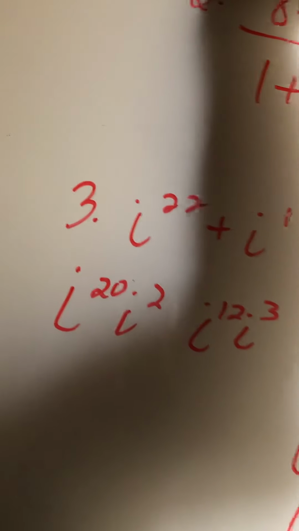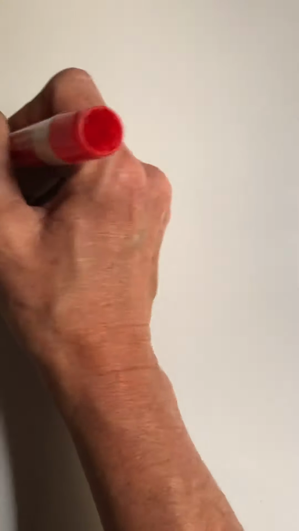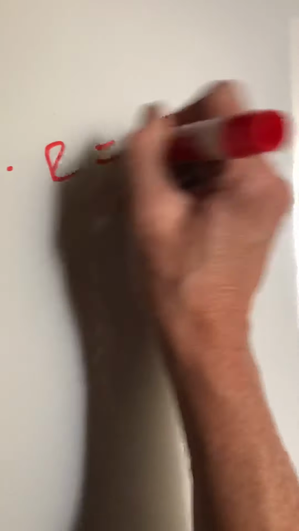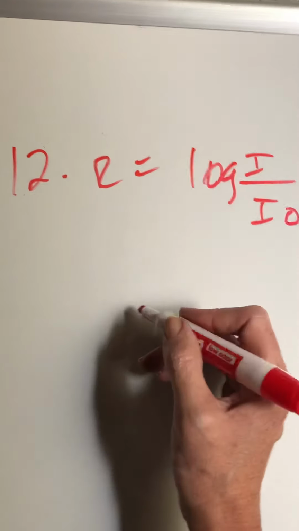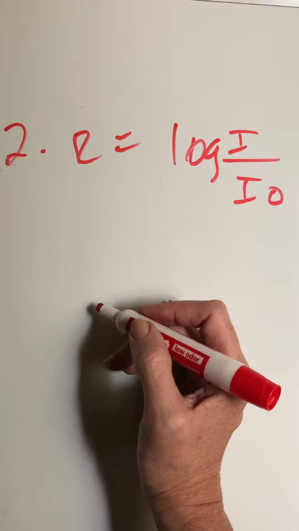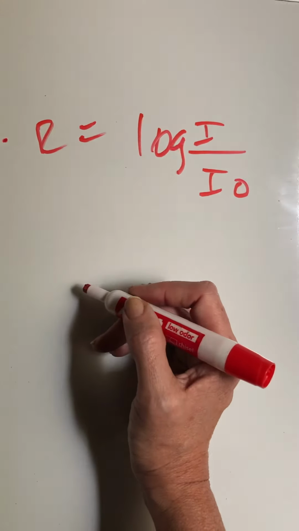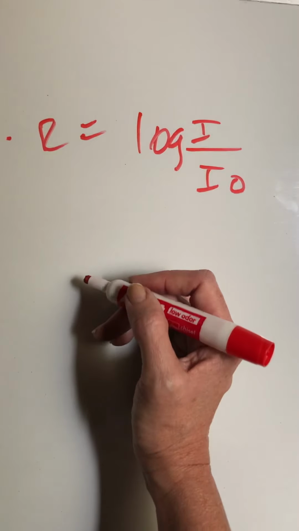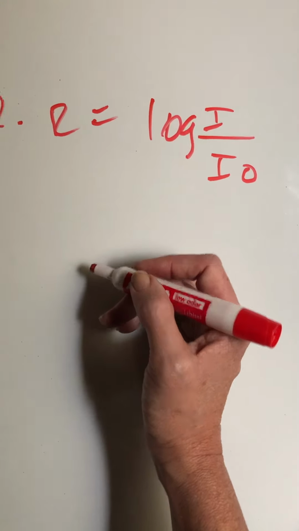12. Number 12. Okay, so let me show you number 12 because it's along this line of logarithm stuff. Log I over IO. It says to solve it for I. We're not going to solve it for I. We want to determine the intensity of an earthquake with a magnitude R of 7.